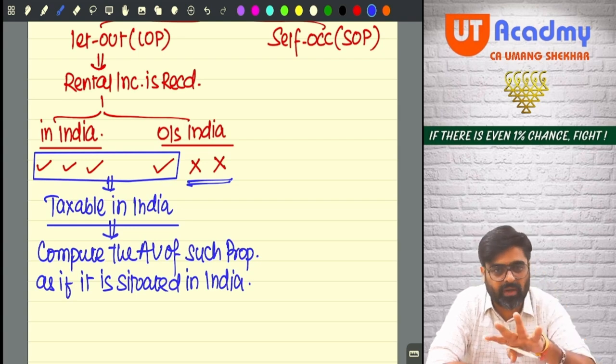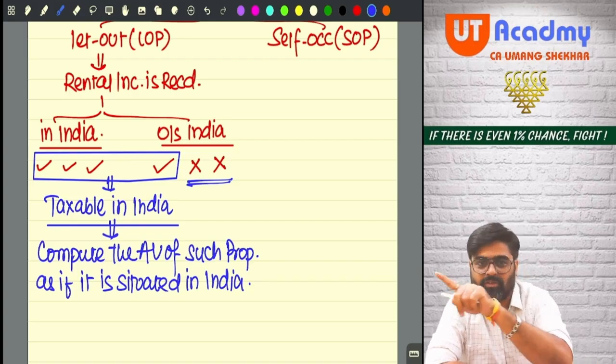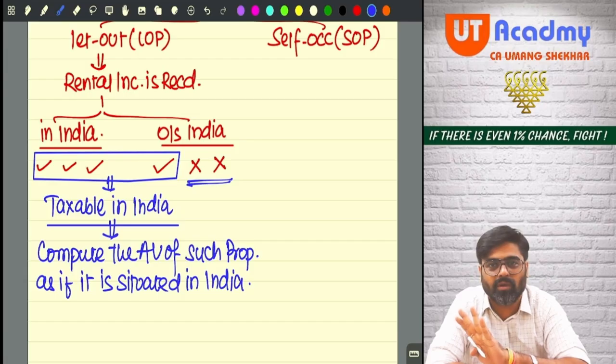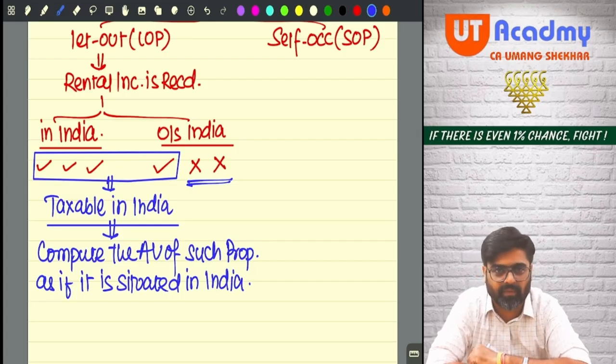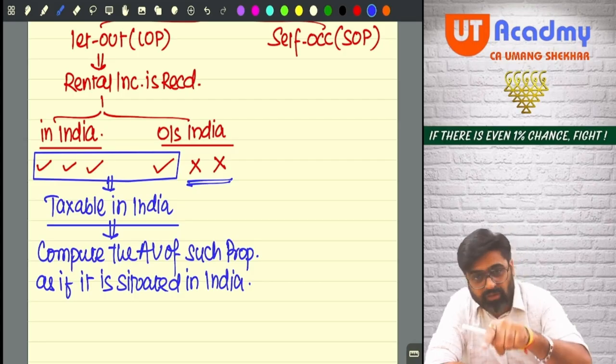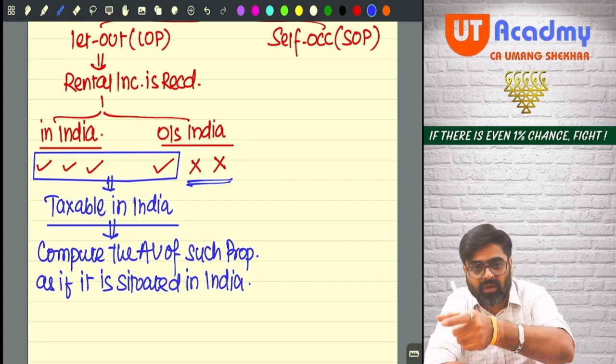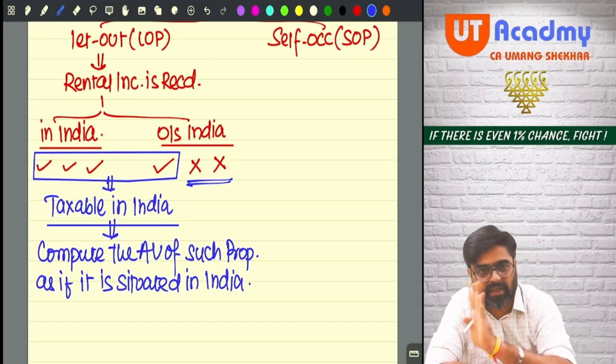You are supposed to calculate the annual value in the same manner in which you are doing for those properties which are situated in India, right? So for this property also, the annual value will be calculated in the same manner. No change will happen. And to calculate that annual value, you will take this rent in the calculation of the annual value, you will get the GAV, etc.